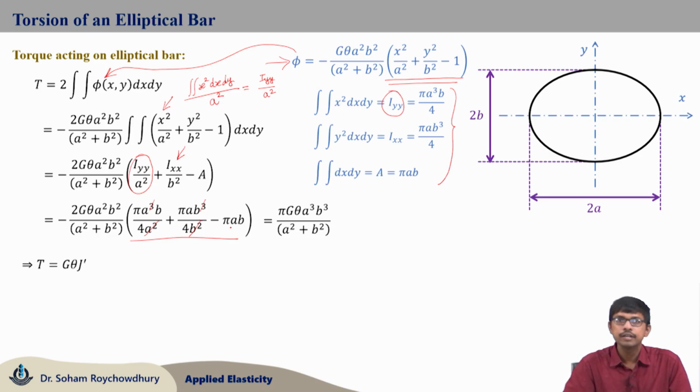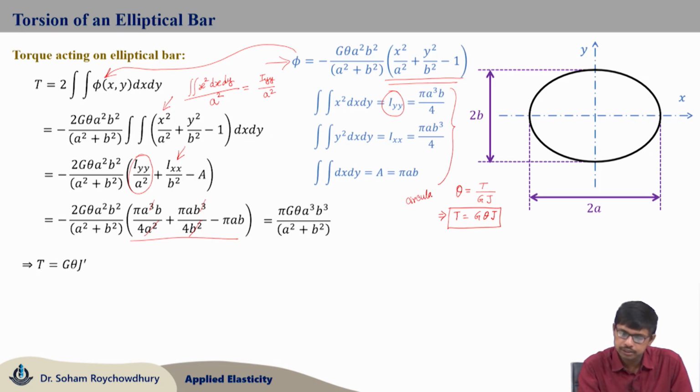Now, if you recall the simple theory of torsion, theta was defined as T by GJ. So, the angle of twist is normally written as torque divided by the modulus of rigidity times J, where J was known as the polar moment of area. So, from here you can think T equals G theta J. Now, here in this particular elliptic cross section, this was valid for the circular cross section. This is for a circular bar from the simple theory of torsion.